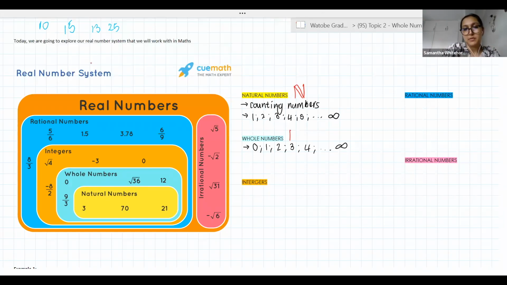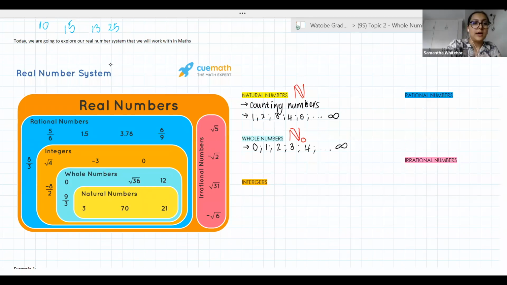Now, the symbol for this is very similar because it's basically the same thing. So it's a capital N, but now there's a 0 at the bottom to show that we are including 0 in this whole sequence of numbers. So those are your whole numbers.